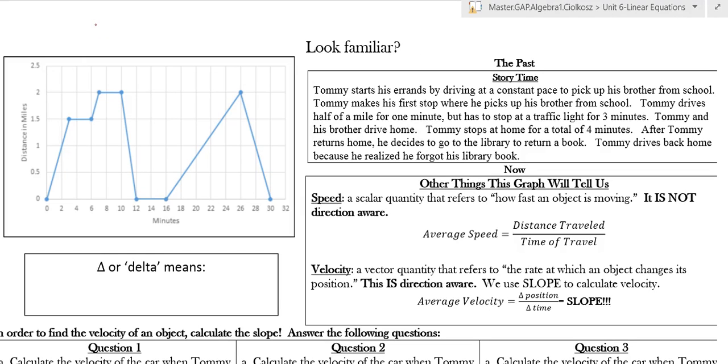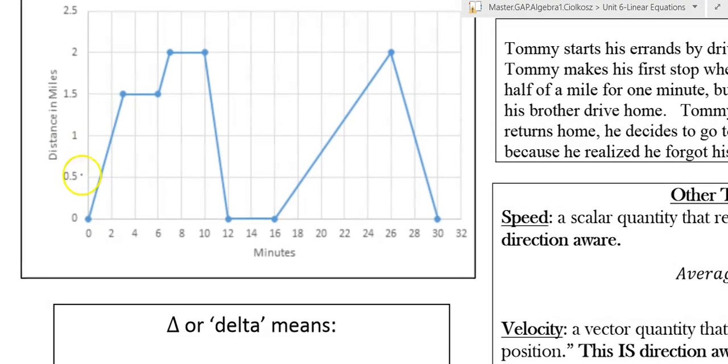So Tommy starts his errands by driving at a constant pace to pick up his brother from school. Well, what that means is I'm going from here, right? So here's my starting point. We talked about in the previous unit, our x-axis represents our home base. So here is where I'm going to go pick up brother. So this part of the line is picking up brother.